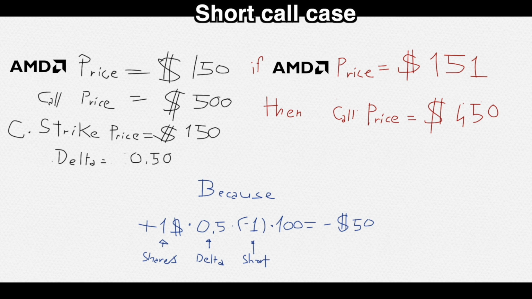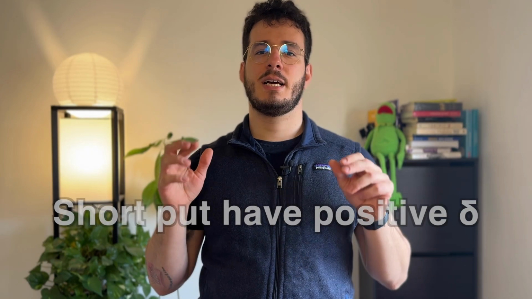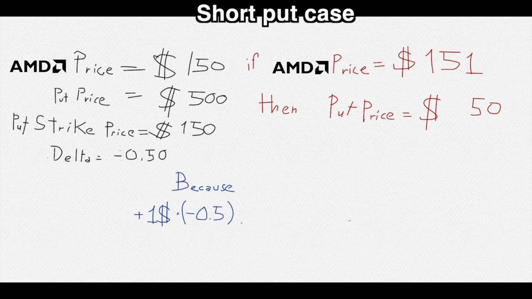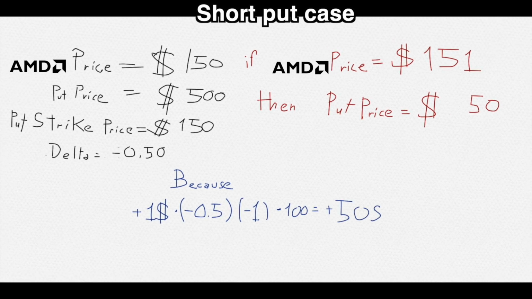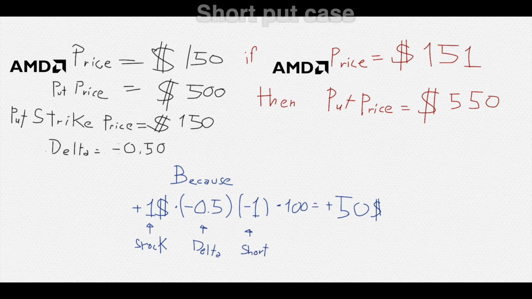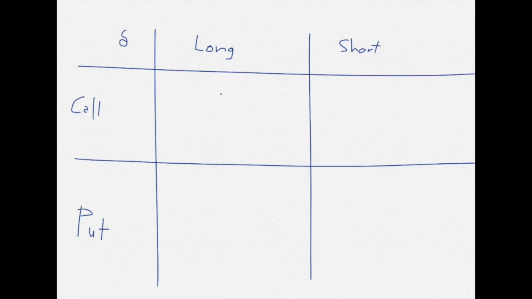That gives us -0.5. On the opposite side, short puts instead have positive deltas, and in that case we're gonna do -1 multiplied by 1 multiplied by -0.5. That gives us a positive 0.5. So we have that long calls and short puts will have a positive delta, while short calls and long puts will have a negative delta instead.